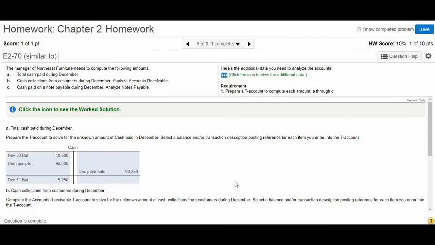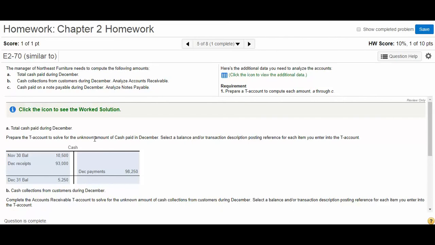Okay, let's look at this kind of problem. This is one where, as we discussed in class, T accounts can really help you solve a problem like this, because basically it's asking you to fill out what is unknown about a certain account, and understanding the dynamics of how T accounts work will really help you. So here we have a T account.